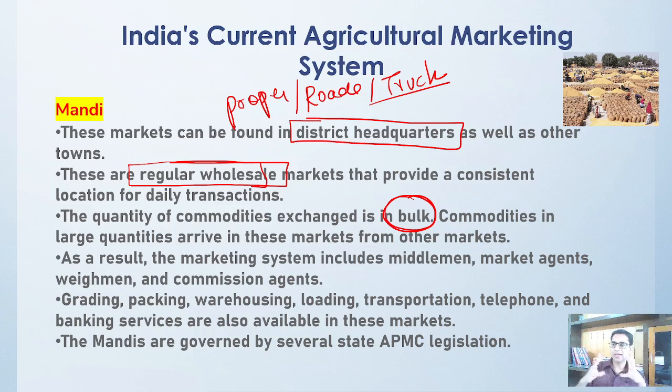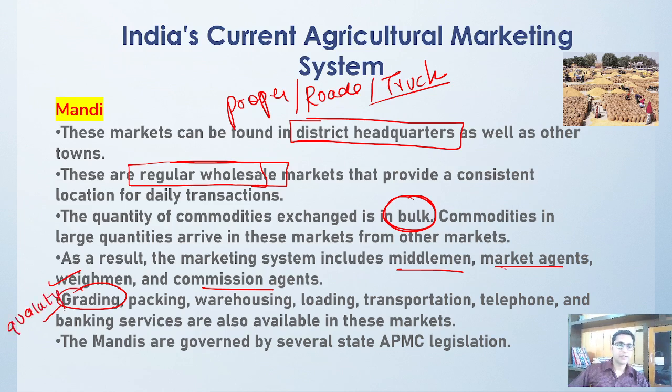Here a complex network of middlemen is present: market agents, weighmen, and commission agents. At these places we also find some very important facilities, such as grading. Grading means determining what the quality is.